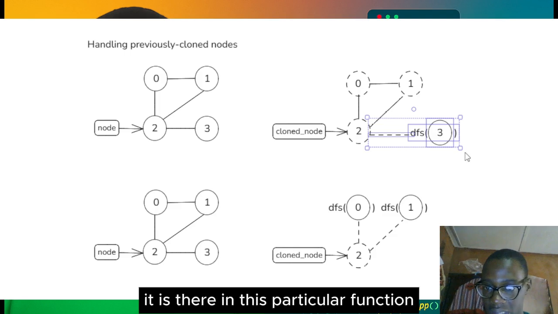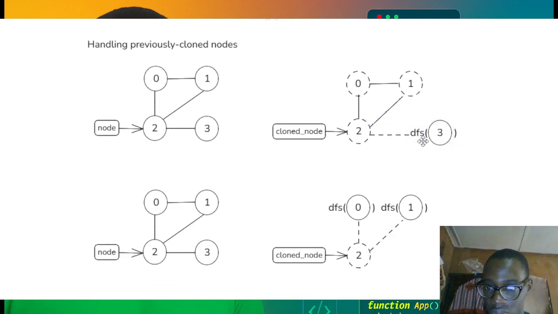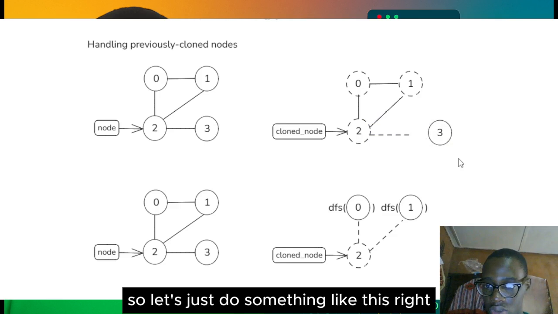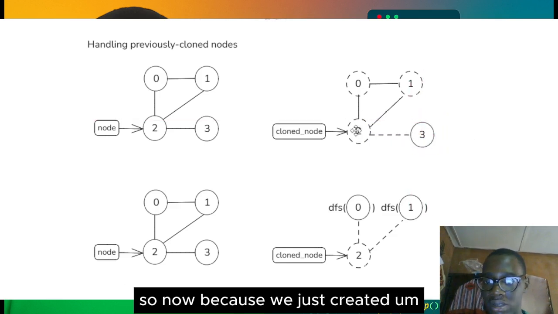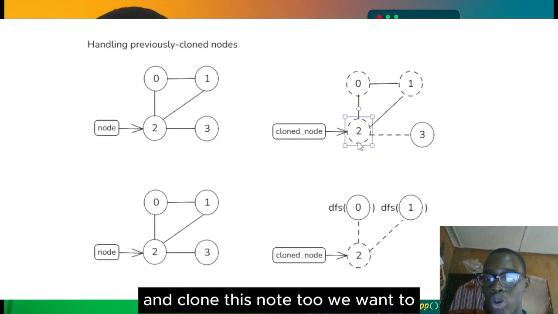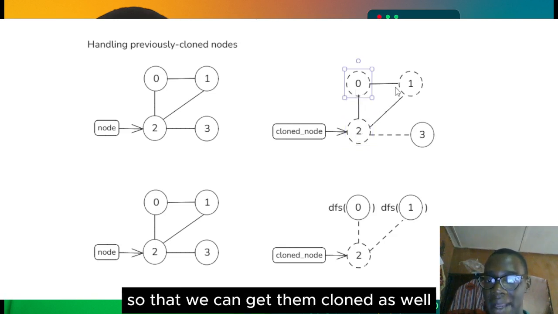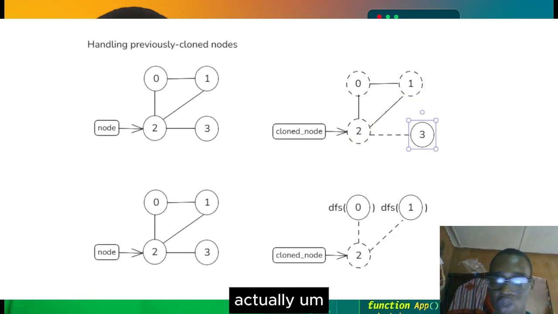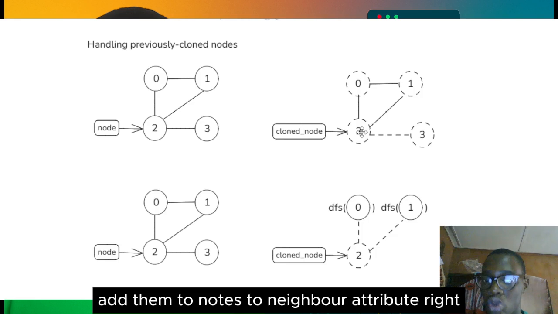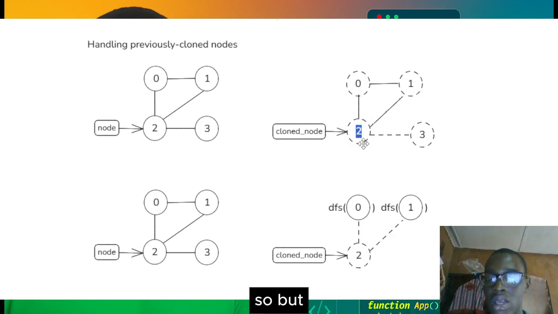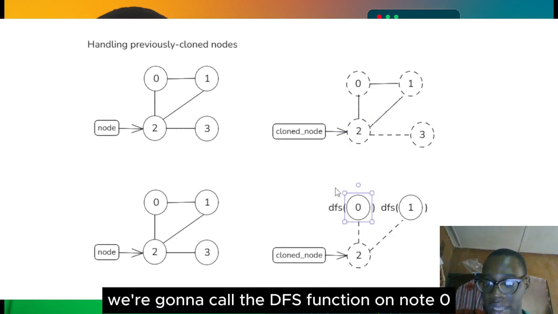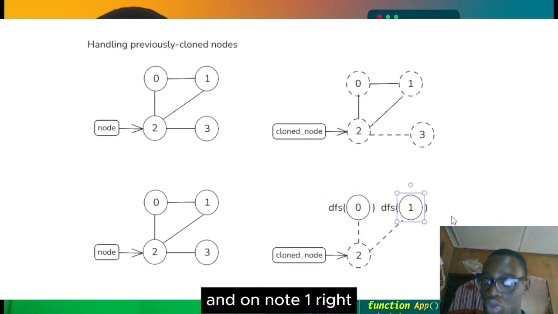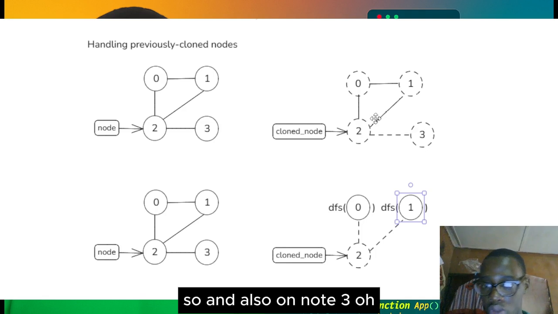Because it is there in this particular function. So let's just do something like this, right? Now because we just created and cloned this node 2, we want to iterate through its neighbors so that we can get them cloned as well and get them returned, so that we can actually add them to those neighbor attributes, right? And therefore to do that, we're going to call the DFS function on node 0 and on node 1, and also on node 3.